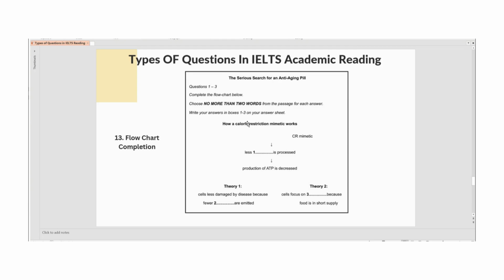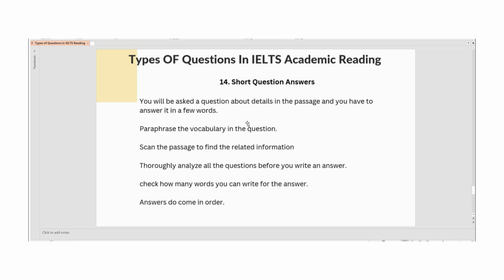Okay, and finally we have short question answers. It's very simple. You will be asked a question about details in the passage, and you have to answer it in a few words. Paraphrase the vocabulary in the question. As I have told you so many times, the questions are usually paraphrased, or they use synonyms. So the wording may be quite different from the wording in the passage. So you must paraphrase the vocabulary in the question to find the right answer.